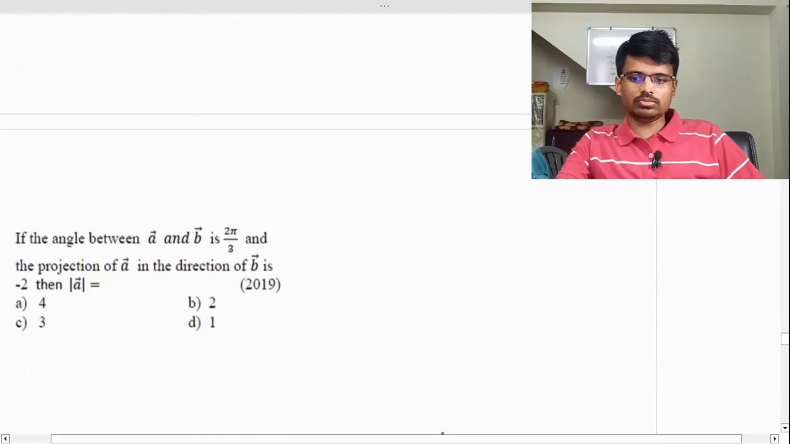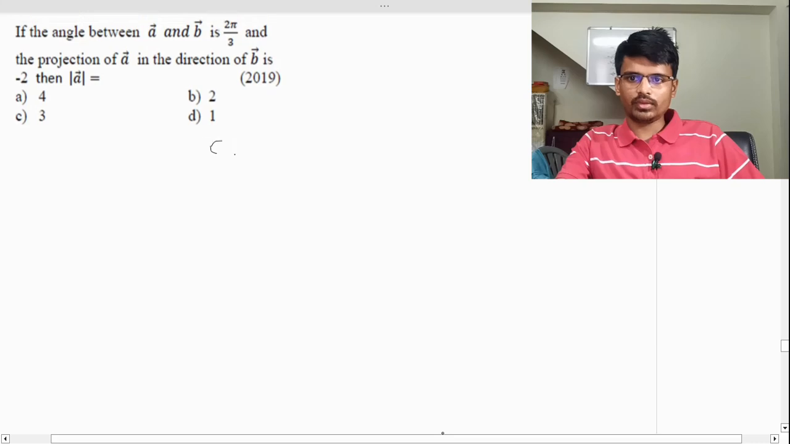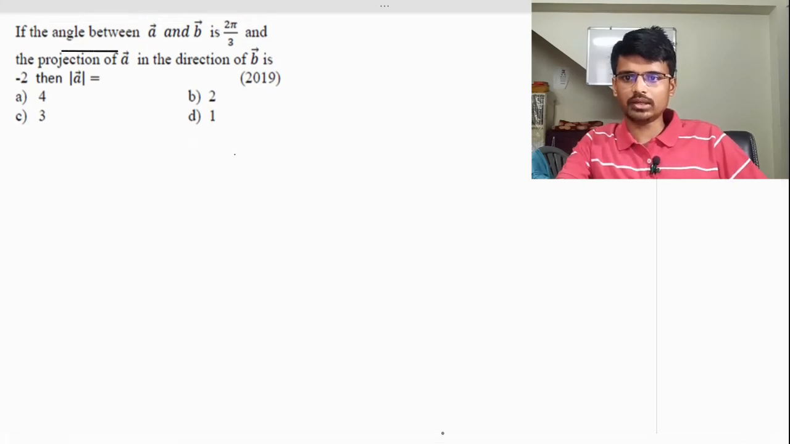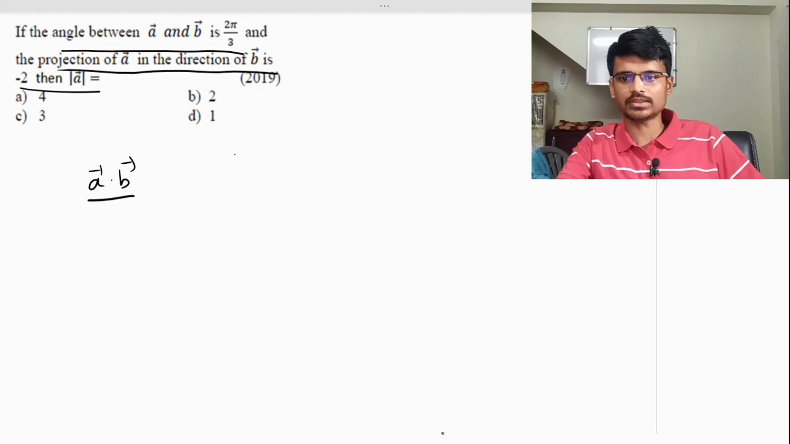Okay, let's move on. This is again an interesting question. If the angle between the two vectors is 2 pi by 3, and the projection of vector A in the direction of B is minus 2, then what is the magnitude of vector A? The projection of vector A on B is given using this expression. So this is equal to minus 2.